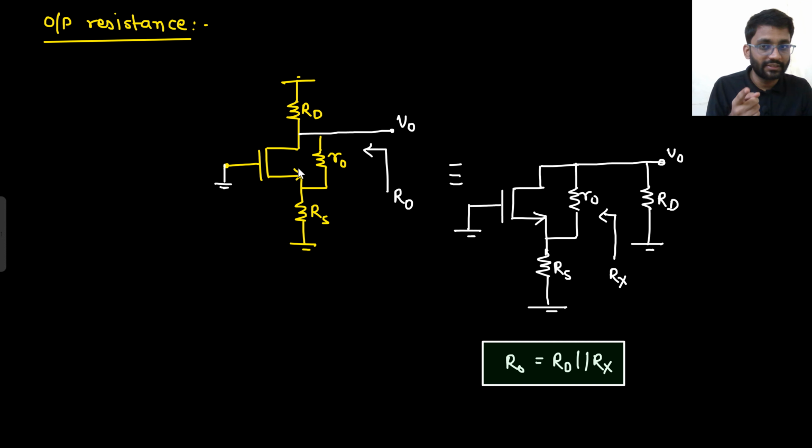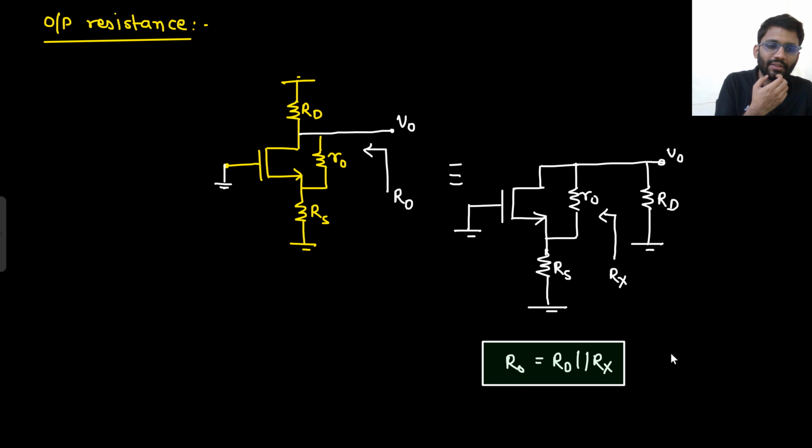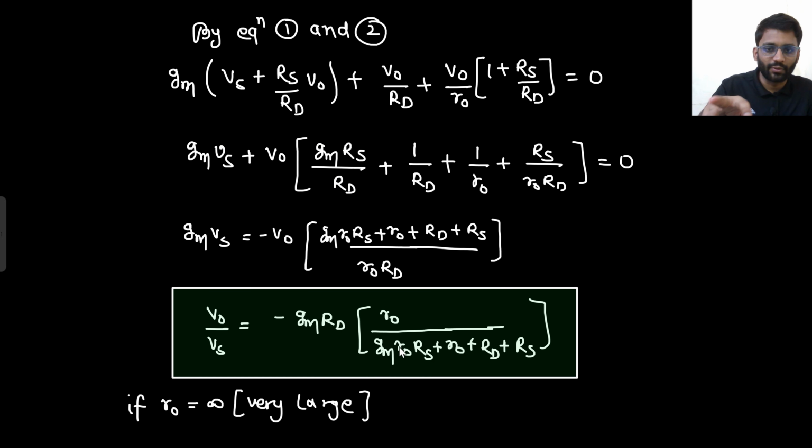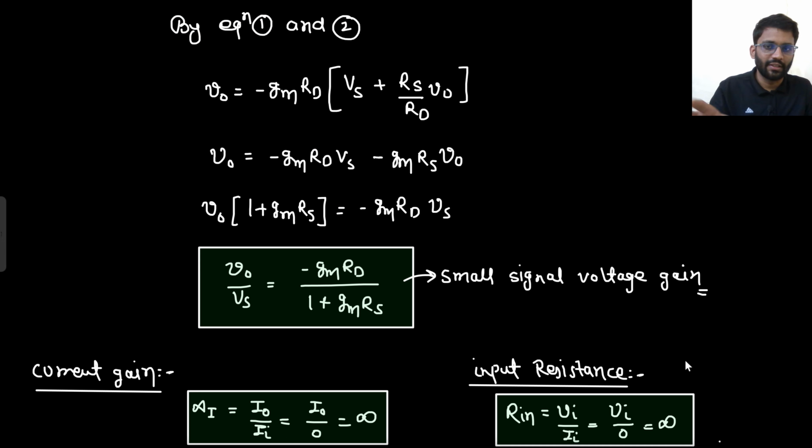We calculated the output resistance considering R naught only. If R naught was not considered, what would be your output resistance? If R naught was infinity, your output resistance would have been infinity only. Right? But here we are considering R naught, so this is the expression we got. This much would be infinity only, so your output resistance would be Rd parallel infinity, that would be Rd only, right? Here we consider R naught as well. Then we got to know this expression is there, but this is not useful. Only this expression is useful, and this also we calculated previously as well, right?